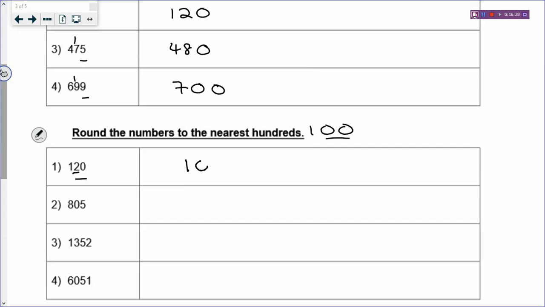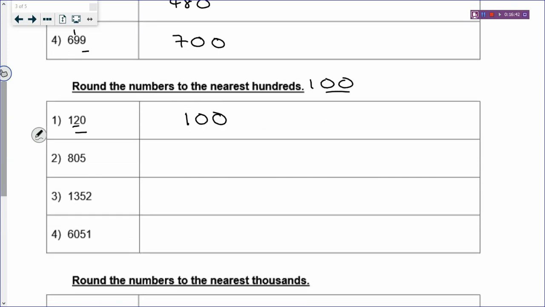And then the last 2 digits at the back must be zeros because nearest hundreds. Hundreds must have 2 zeros. So when you round off, your answer must have 2 zeros at the back. Okay, another one. Now, 805. Look at the last 2 digits, and then look at the bigger place value. You have the ones place, you have the tens, right? So you look at the tens place. The tens place is bigger than the ones place. So you look at the 0, and is it 5 or bigger? No, it's not. So you don't add 1. So it will still be 8, right? 800, okay? Right, 800.